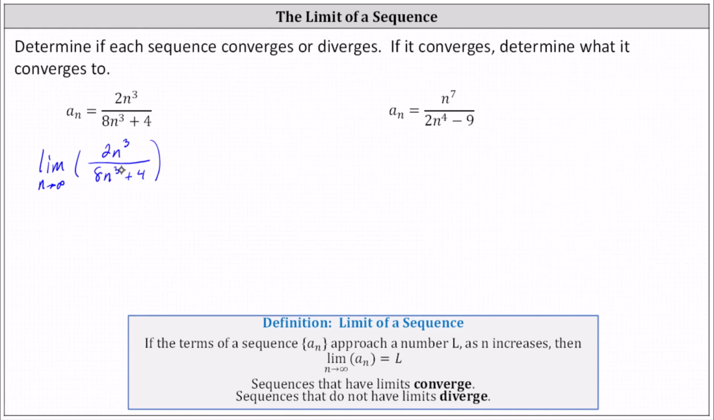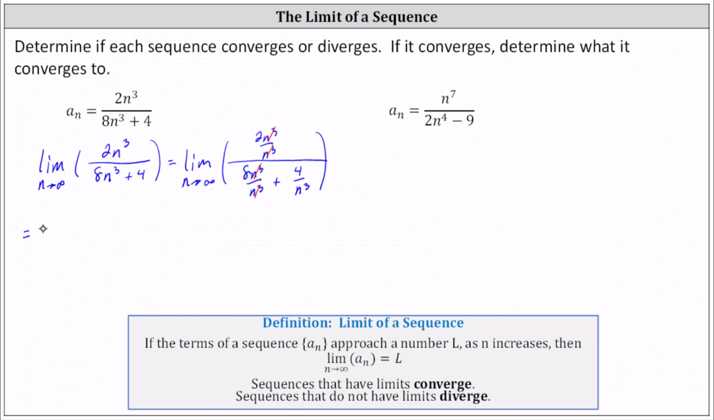Notice the highest power of n in the denominator is n cubed. I will now divide every term in the numerator and denominator by n cubed. This will give us the limit as n approaches infinity of 2n cubed divided by n cubed. And then for the denominator, we'd have 8n cubed divided by n cubed plus 4 divided by n cubed. And now we simplify. n cubed divided by itself simplifies to 1 here as well as here.